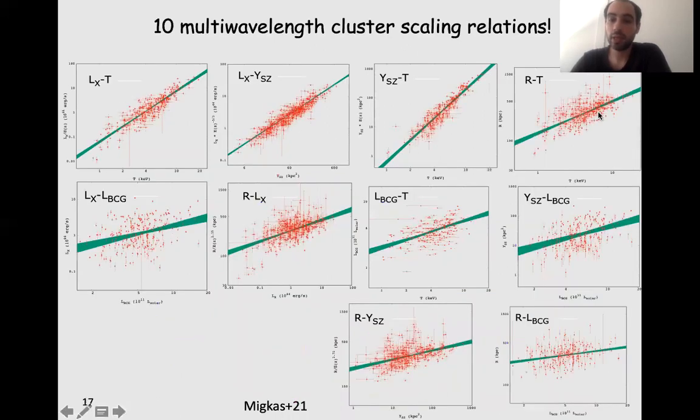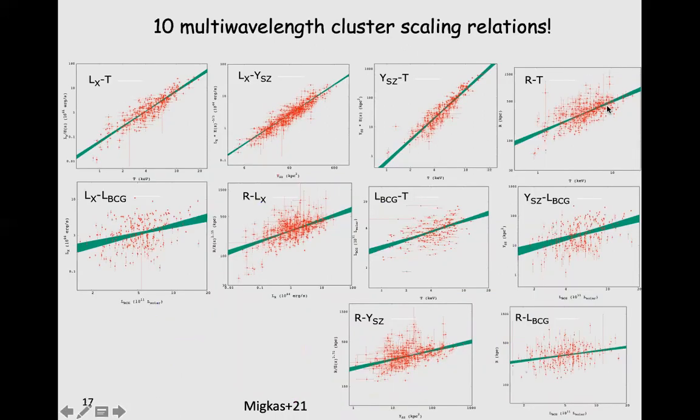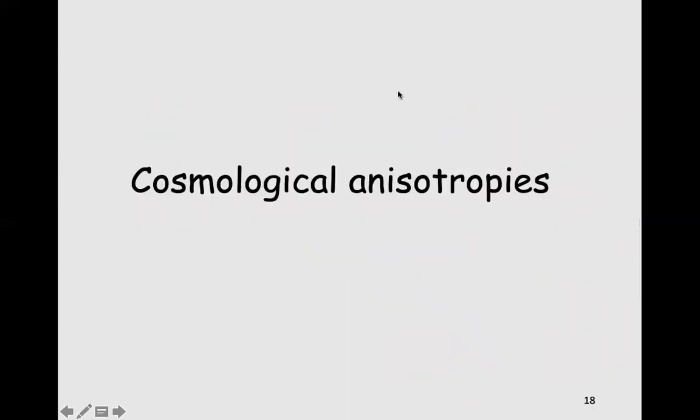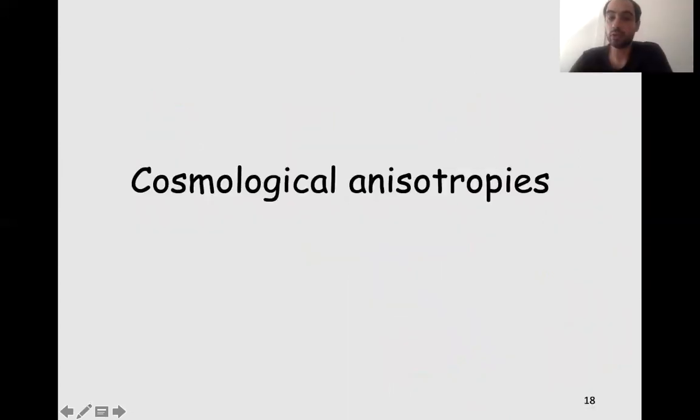This allows us to build the 10 scaling relations we can build with these 5 cluster properties, and you can see all of them here in this slide. For each one of these scaling relations, we can extract valuable cosmological information. Here, I will focus only on the most useful ones, which are the luminosity-temperature and the YZ-temperature relations. So let's move on finally to the cosmological constraints we obtain in this study.